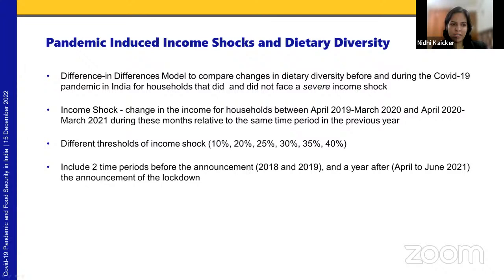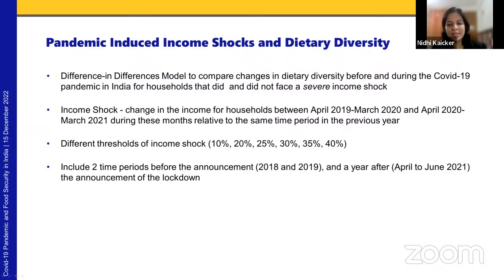And then we use 6 specifications in our model. So we experiment with different thresholds. We look at 10% decline, 20, 25, 30, 35, and 40. So we run our model by classifying households into affected and non-affected groups using these different thresholds. We have more than 150,000 households in our sample. Based on these thresholds, we find that the affected households range from about 20% when the highest threshold is used and 53% when the lowest threshold is used. So when we use a 10% threshold, 53% of households are categorized into affected households.